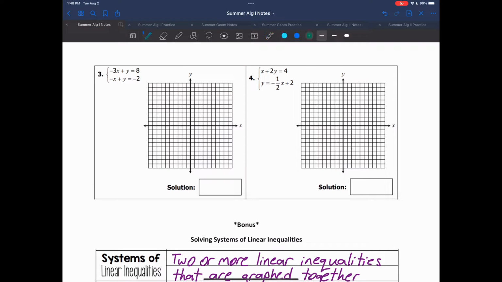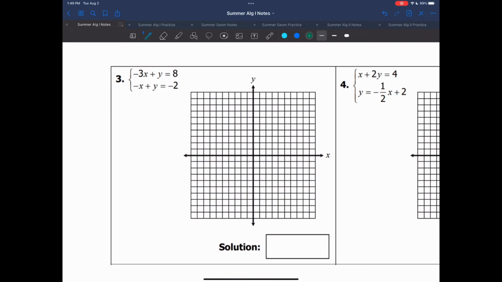Okay, let's finish up 3 and 4. And then if you want to hang around for the bonus, you can. Okay, so 3 and 4 will be a little bit more challenging because those are not in slope-intercept form, right? If you look at the equations, y is not by itself. It's got like this negative 3x with it. Same with this one down here. So let's handle that first.